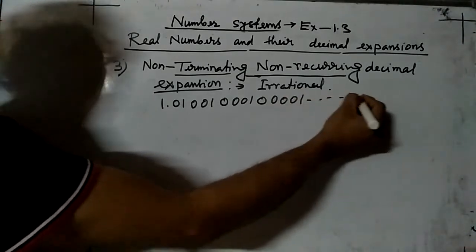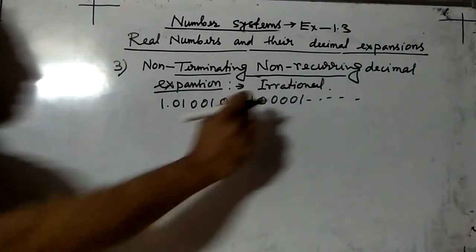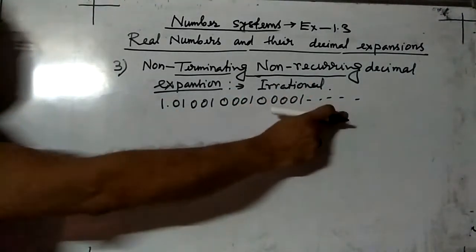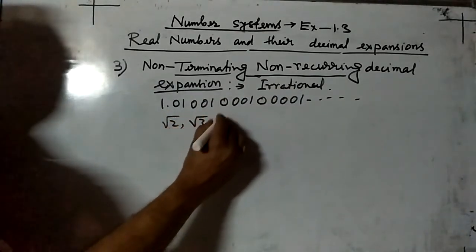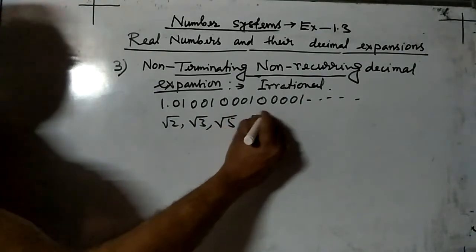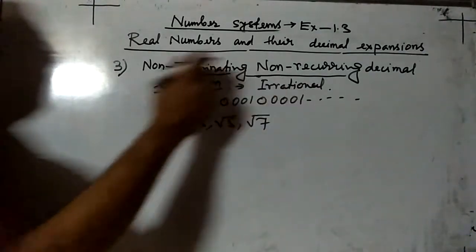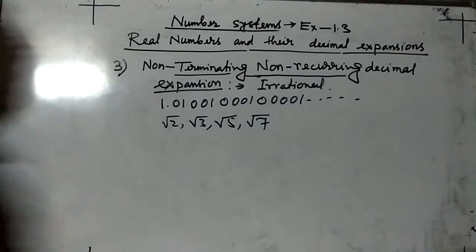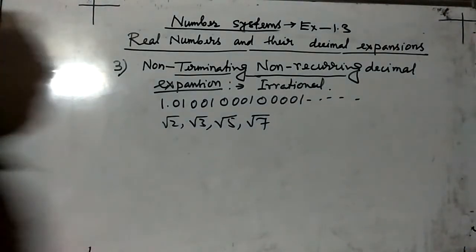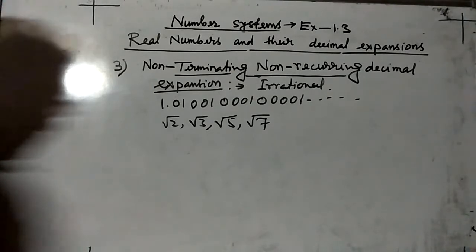See, no portion is repeated here, and it is non-terminating also. So root 2, root 3, root 5, root 7, if you represent them in decimal form, you will get decimal expansions like this. So this is an irrational number and it is a non-terminating, non-recurring decimal.